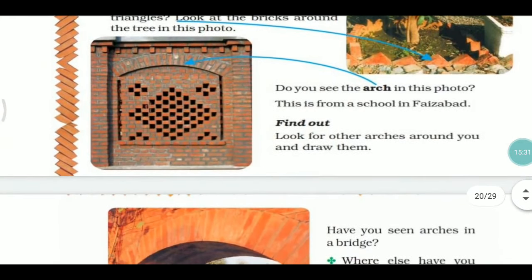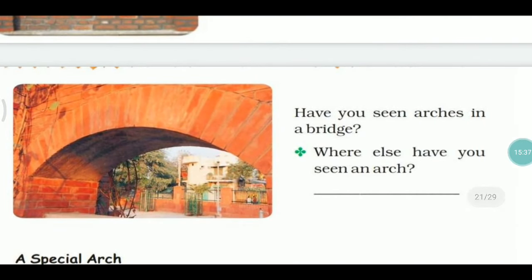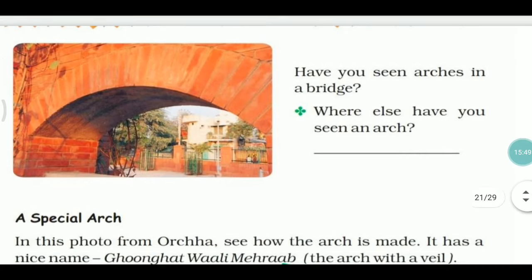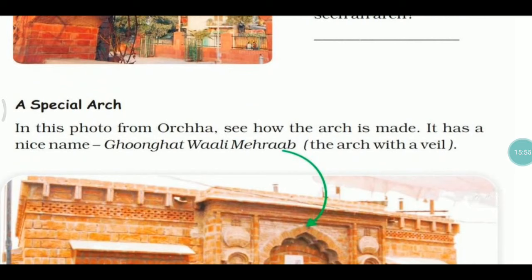Students, next, page number 20. Have you seen an arch in a bridge? Where else have you seen an arch? You have seen an arch in the railway bridge while going to Bishnupur from Tatanagar railway station. Look at the special arch. In this photo from Orchha, see how the arch is made. It has a nice name, Ghungat Wali Mehrab, the arch with a veil.